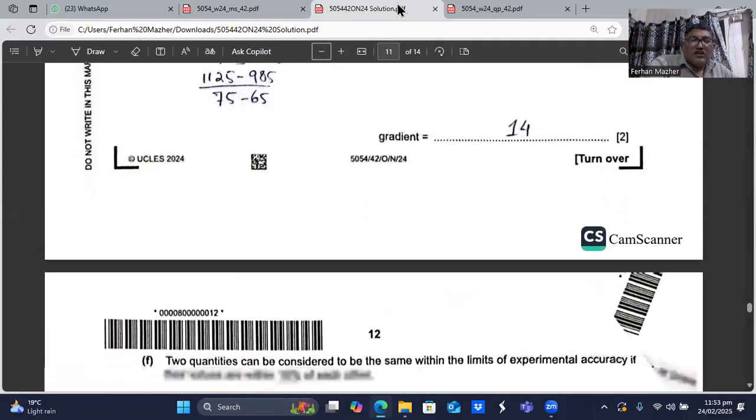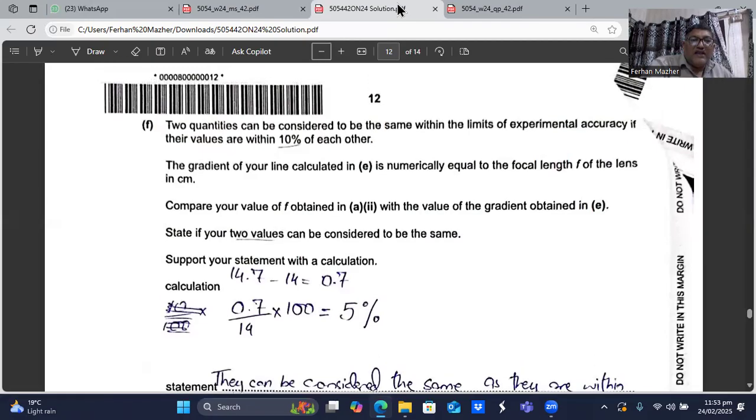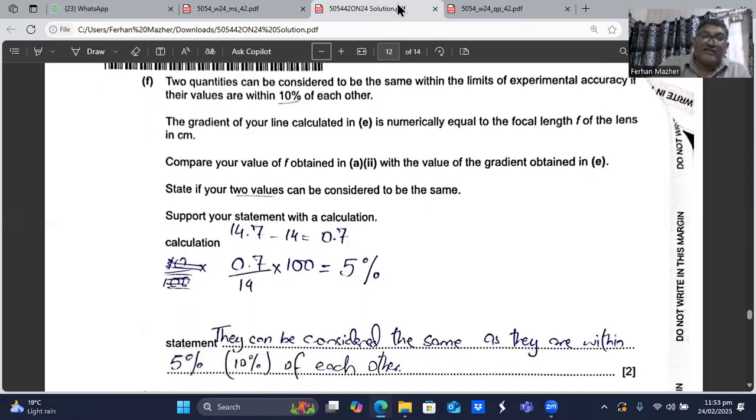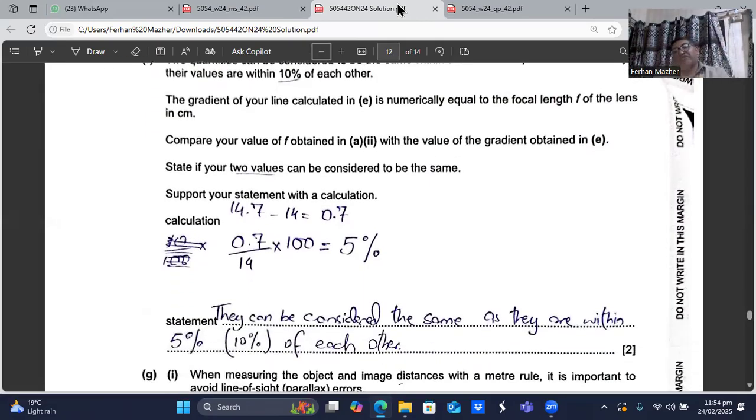So the value we just calculated is 14, and the value in the A second part is 14.7. So the difference between them is 14.7 minus 14, which is 0.7. So the difference divided by the original value multiplied by 100, that is 5%. So the answer which we just calculated is 5%. The difference is just 5%. So they can be considered the same as they are within 5% of each other.